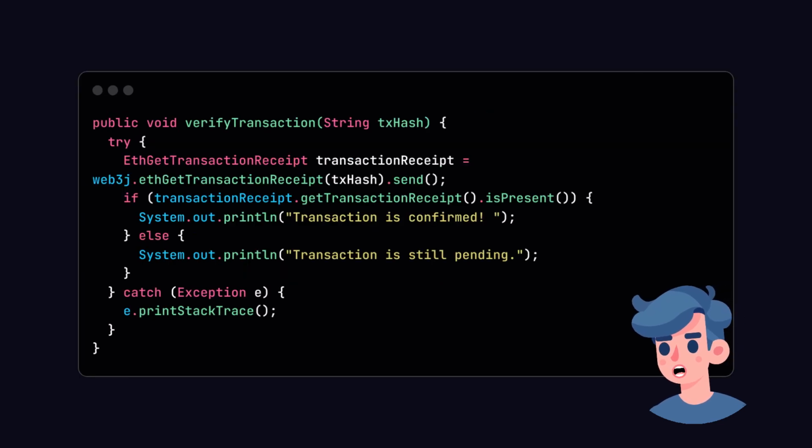In our send transaction method, we utilize credentials to load the sender's wallet. The value in Ether is converted to Wei since Ethereum works in Wei. Finally, we send a transaction using Web3j's send transaction method. Let's discuss how to verify the transaction next.